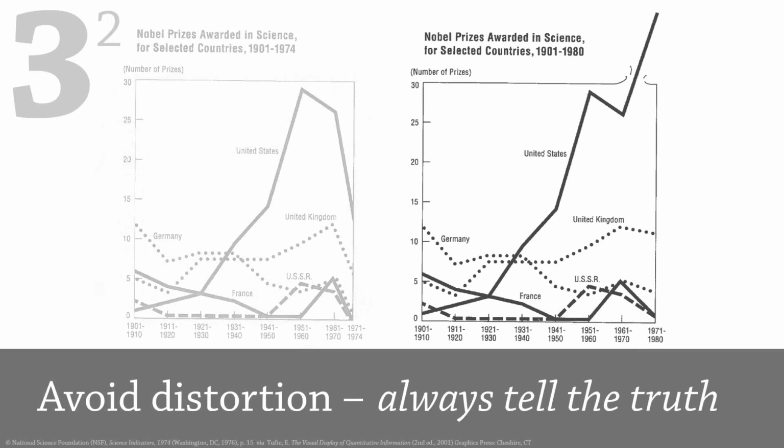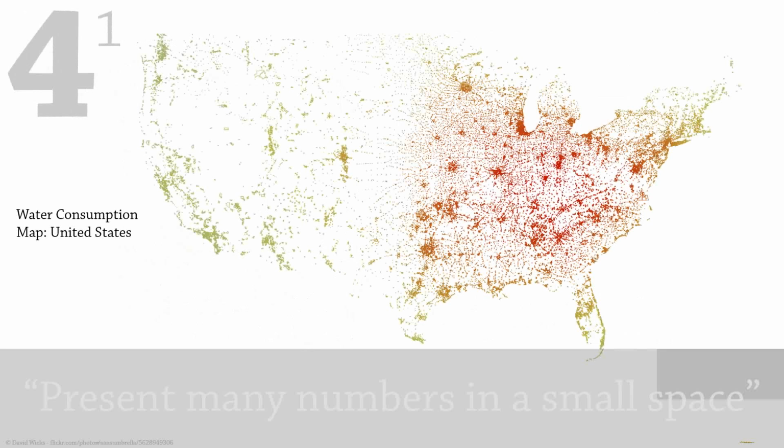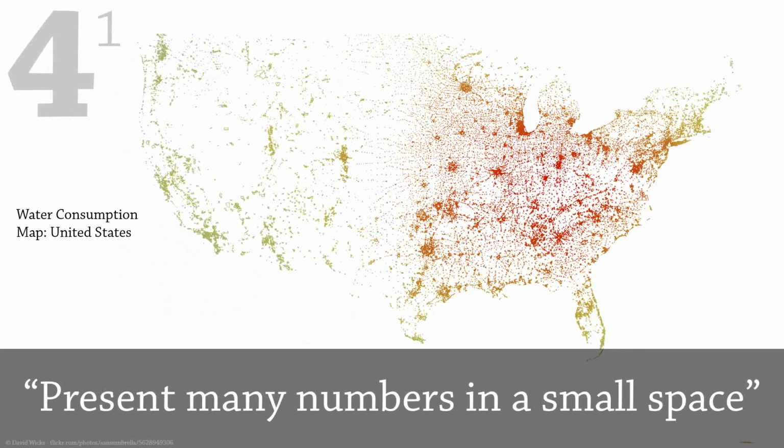What's going on? But if we expand out that rightmost column to be 10 years, we actually see that the productivity continues. And it's because the author of this chart cheated with the x-axis and told a different story than the one that reality actually shows. So avoid distortion, always tell the truth in our work. Something else Tufte talks about is he has this notion of presenting many numbers in a small space.